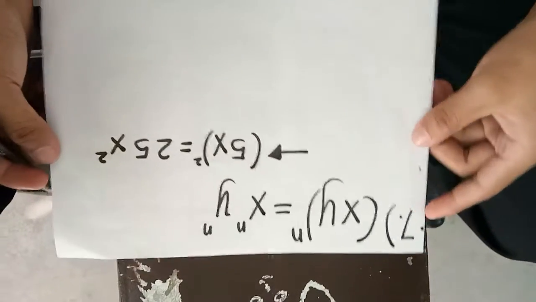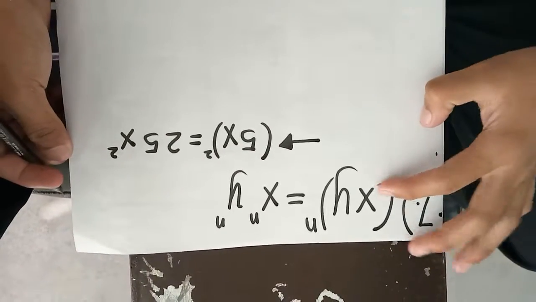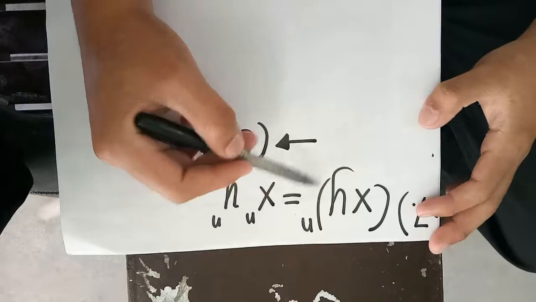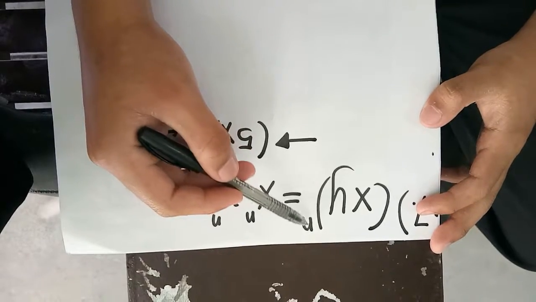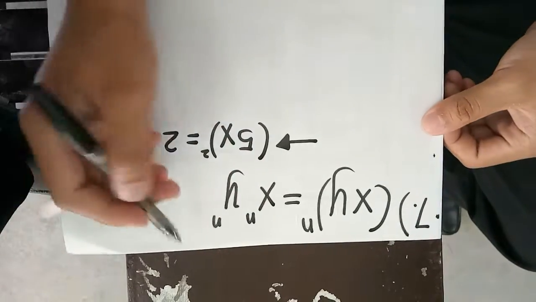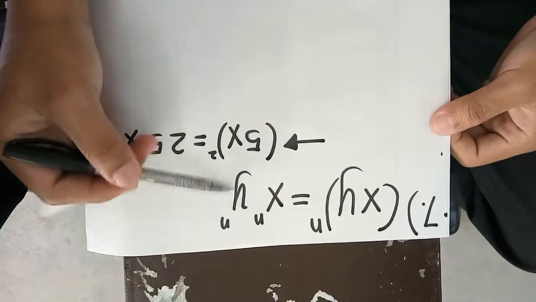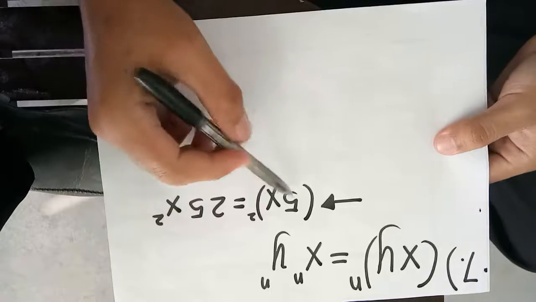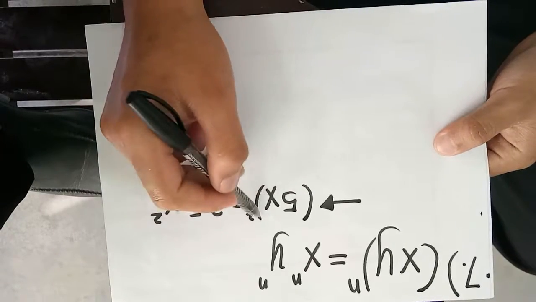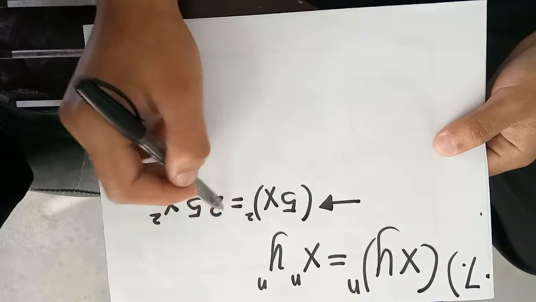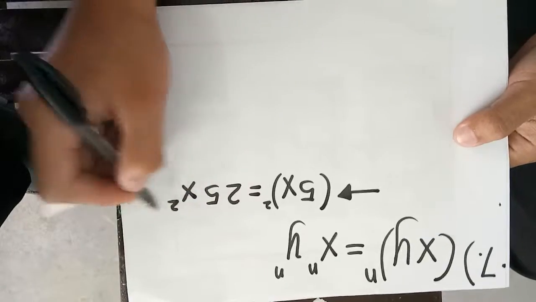So we have the last law of exponent, which is xy, in parentheses, multiplied by exponent n, is equal to x to the n times y to the n. So we have the example 5x, in parentheses, to the power of 2, is equal to 25x squared.